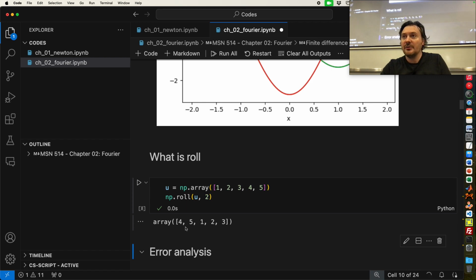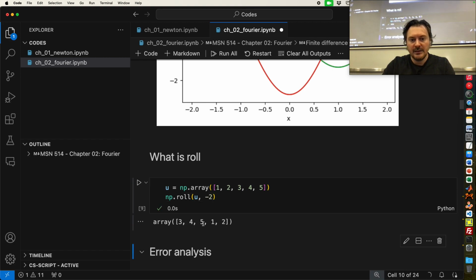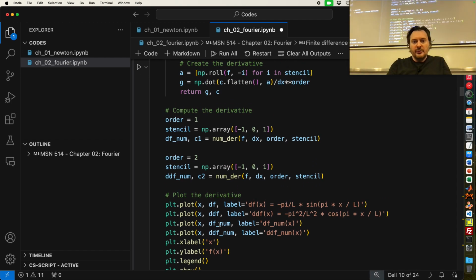Do you see how it rolled like this? 5, 1, 2, 3, 4. Or you can roll to the other side and 3, 4, 5 and 1, 2. Okay, so what?